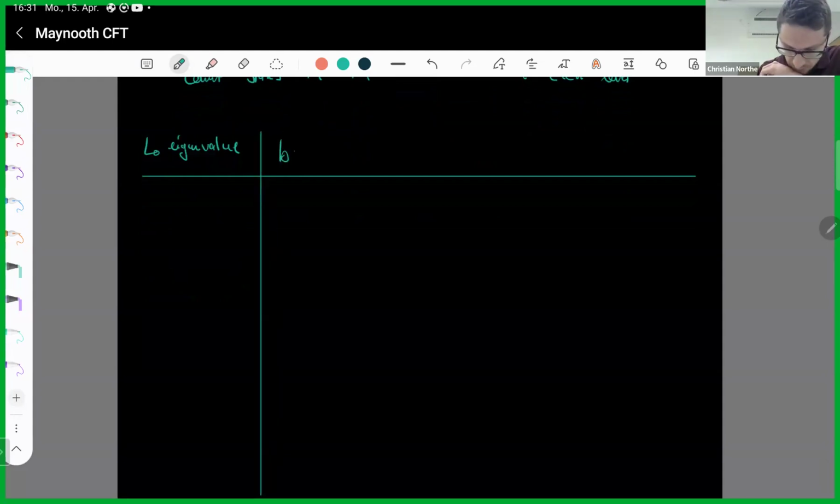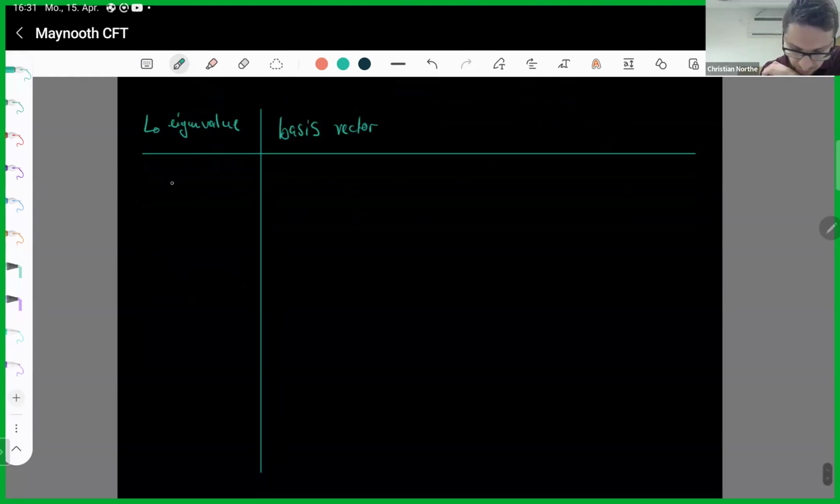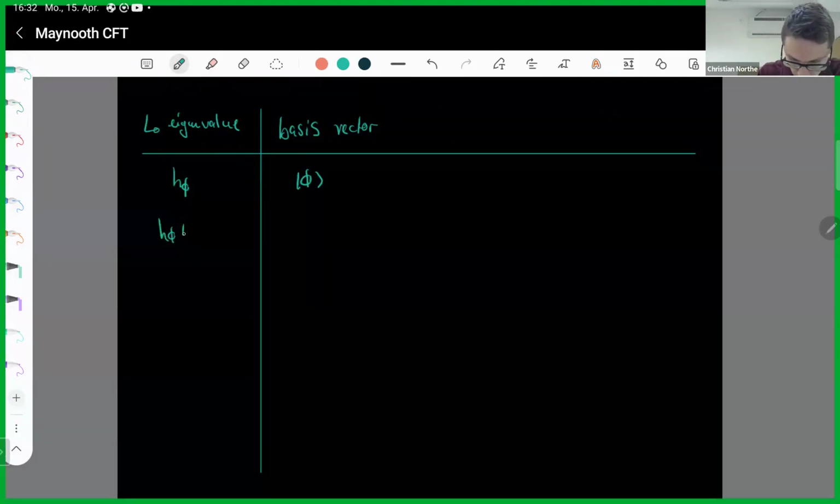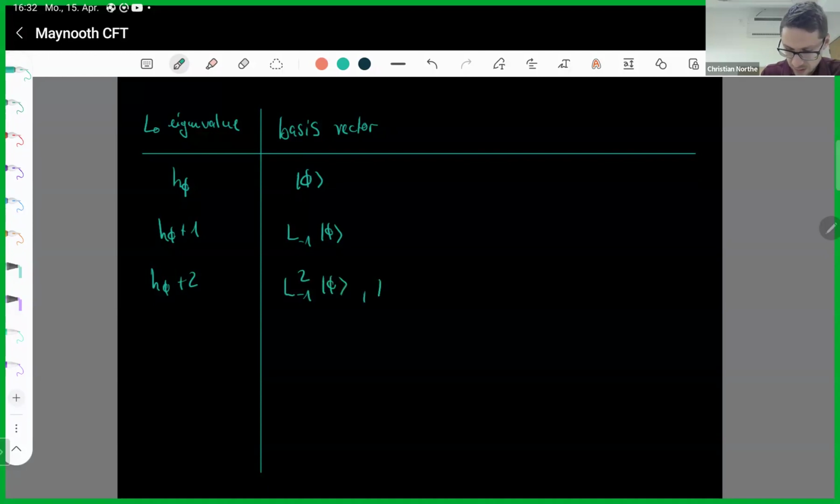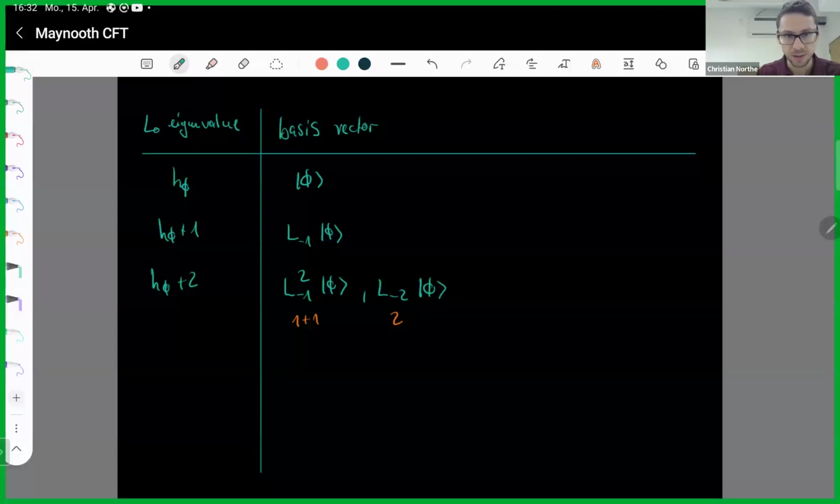Then there's going to be a basis vector at an energy level. For instance, if I have an energy h_phi, then there's going to be the primary field phi, and I can increment energy by 1 if I act with L minus 1. So L minus 1 on phi, and that's the only way I can increment energy by 1. For energy increment 2, I have two choices. I can take L minus 1 squared, but I can also take just straightforward L minus 2. I'm just going to write this down as 1 plus 1 and 2, 1 plus 1 being L minus 1 squared.